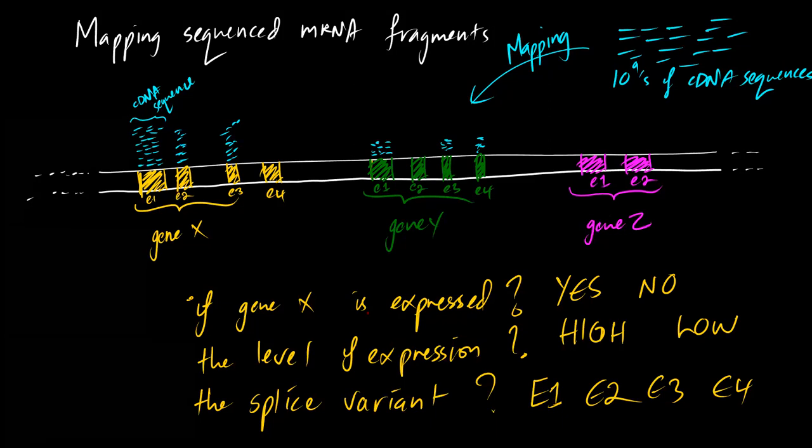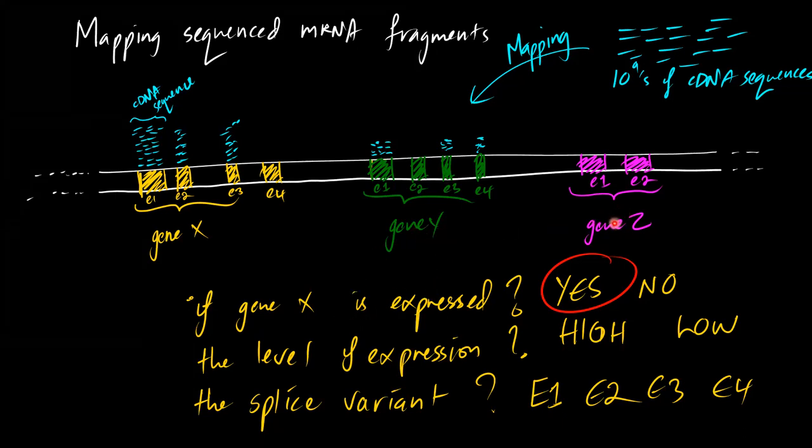So gene X is expressed. How did I know? Some cDNAs are mapped to exons of gene X. Notice gene Y is expressed. We can ask the same question for gene Y. What do you think about gene Y? Is it expressed or not? Gene Y. Yes, because we can see some cDNA sequences are mapped to exons within gene Y. So the same answer as for gene X.